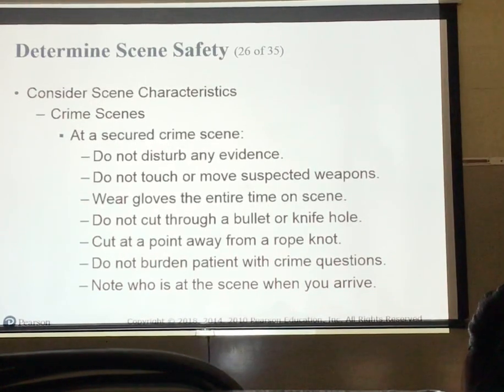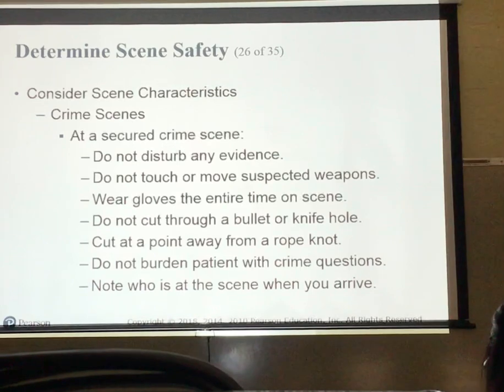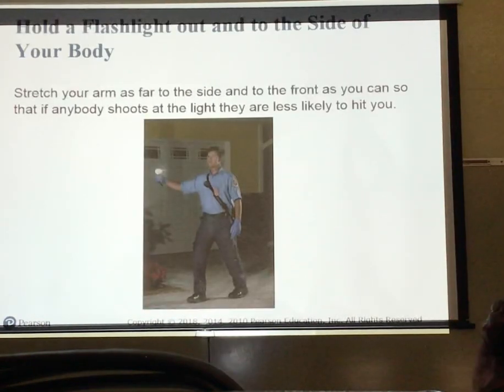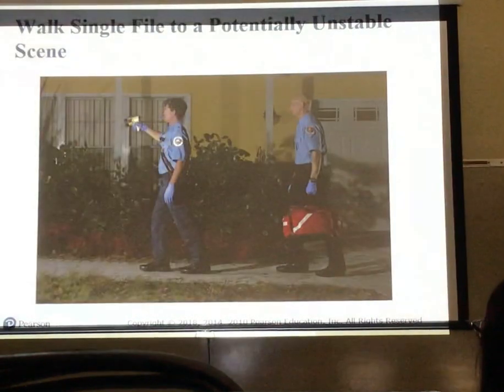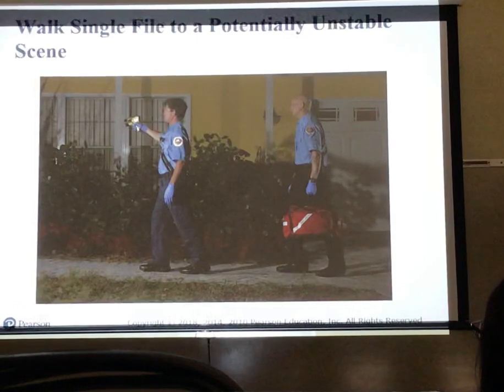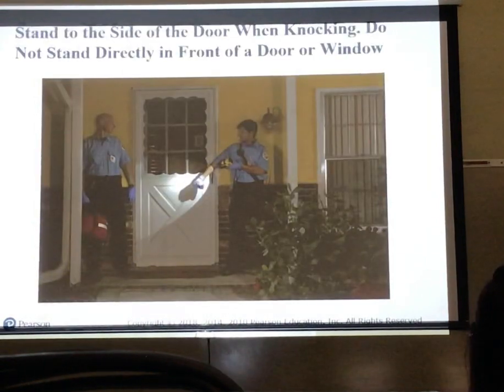If a patient is obviously dead when you arrive, do nothing and disturb nothing. Summon the police if they haven't already been called and wait for their arrival. And also note who is at the scene when you arrive. Alright? Hold the flashlight out to the side. Walk in a single file line. The person in the back gets to carry the jump kit. Always stand to the side to knock on the door.